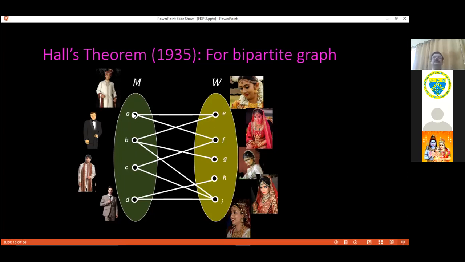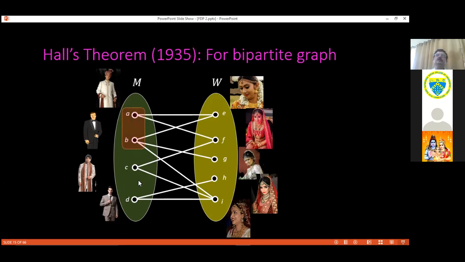In a real situation, there are not only 4 men in India. There are several, and here also there are several. There are some likes and unlikes, both are there. So it is impossible to find out by trial and error methods. For that we have Hall's theorem. Hall's theorem tells that if certain conditions are satisfied, then it is possible to find such a matching. What is the condition? It says that you take any subset of this.